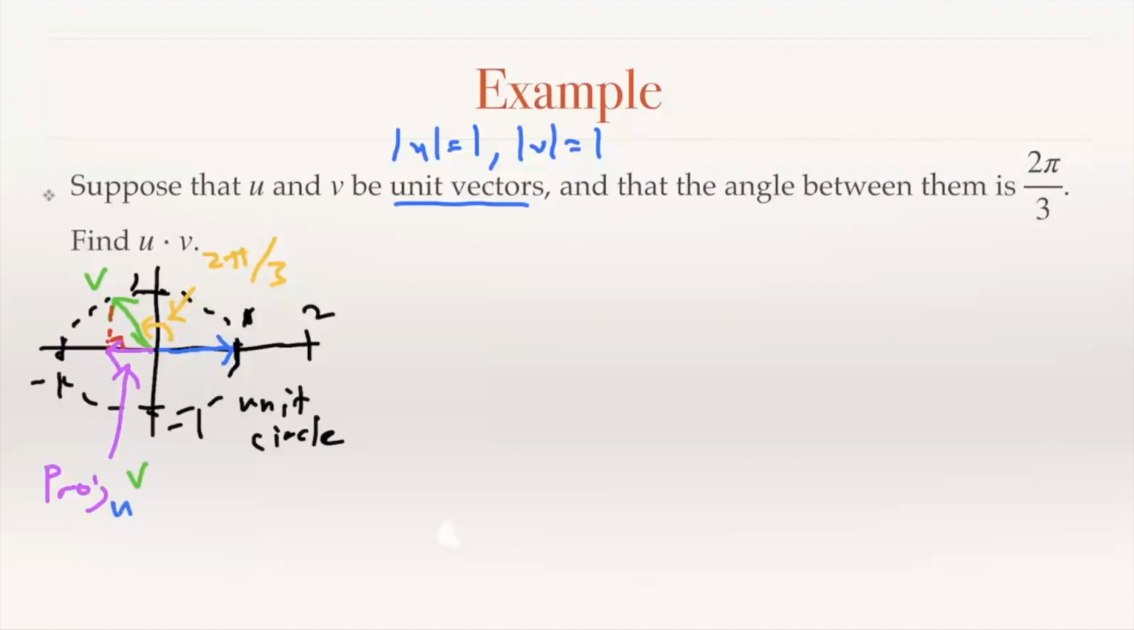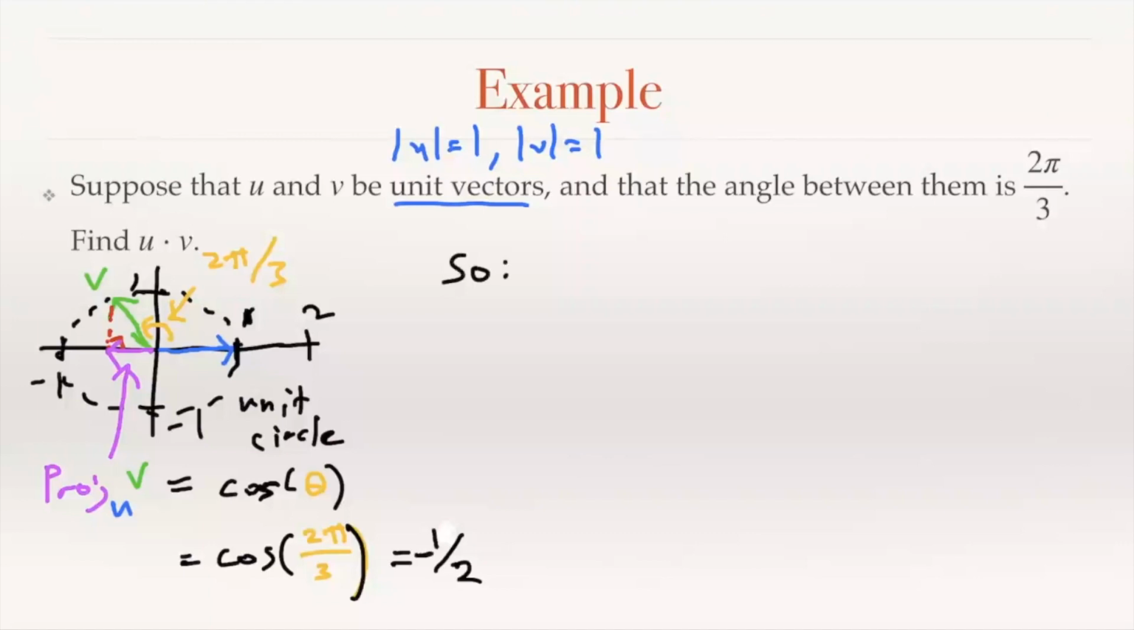And what is that but the cosine of theta? And that comes from, well, remember your trigonometry, that's the cosine of theta, because it's adjacent over hypotenuse times hypotenuse, but the hypotenuse is 1 since they're unit vectors. So we just have adjacent over hypotenuse, which is the cosine of theta. And the cosine of 2 pi over 3 is -1/2.